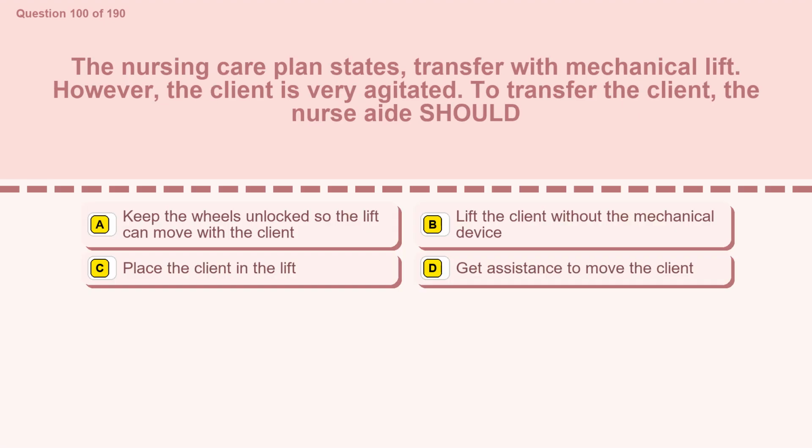Question 100. The nursing care plan states, transfer with mechanical lift. However, the client is very agitated. To transfer the client, the nurse aide should: Option A, keep the wheels unlocked so the lift can move with the client. Option B, lift the client without the mechanical device. Option C, place the client in the lift. Option D, get assistance to move the client.